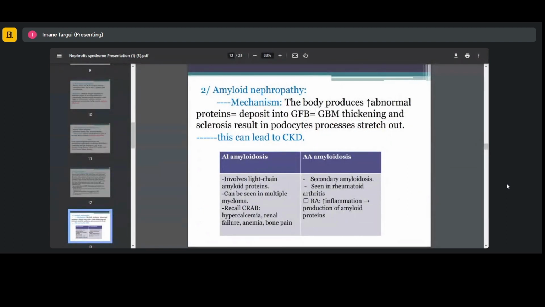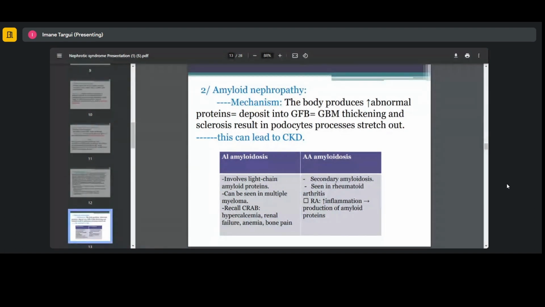The second type of secondary cause is amyloid nephropathy. Mechanism: the body produces abnormal proteins which deposit into the glomerular filtration barrier and cause thickening of the GBM and sclerosis, resulting in podocyte processes stretching out. This can lead to chronic kidney disease.